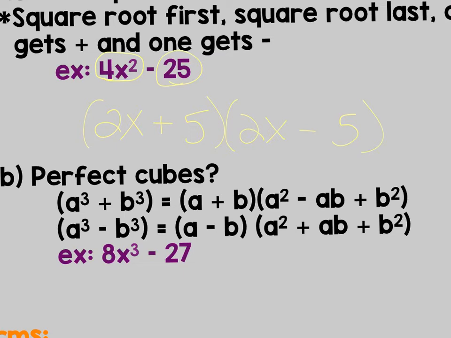The order there doesn't matter. It could be 2x minus 5 and 2x plus 5 as long as one gets a plus and one gets a minus. If it's a plus sign, then it's prime. Then you can't even factor it. Why? Because there's no such thing as the sum of two perfect squares.